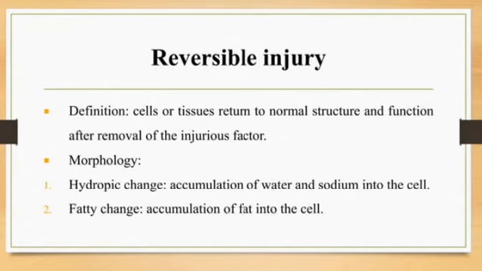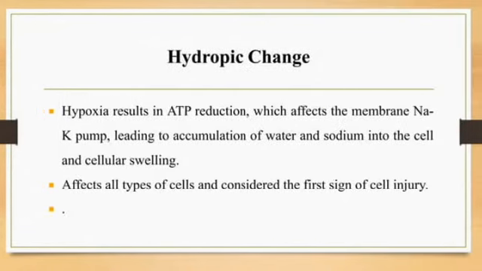While speaking about reversible injury, we can say the cells of the tissue return to the normal structure and function after the removal of the injurious factor. Morphology, for example, hydropic change. This is the accumulation of water and sodium into the cell. While speaking about the fatty change, this is the accumulation of fat into the cell.